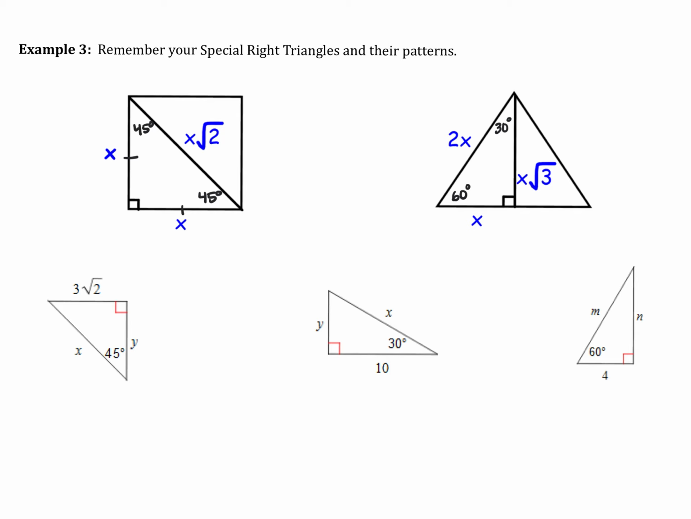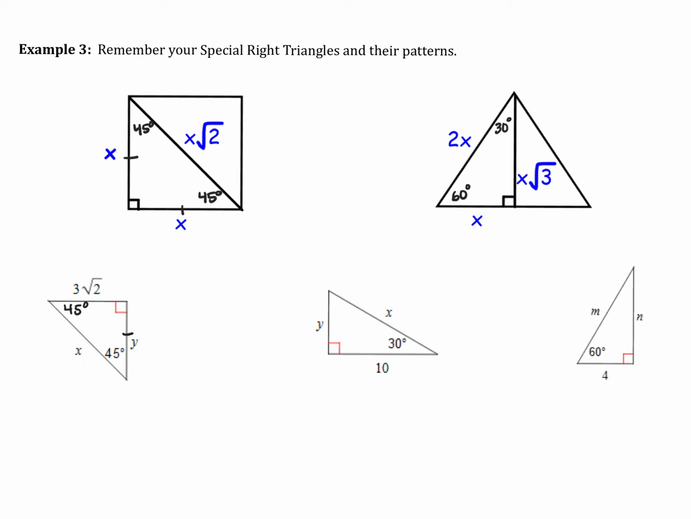Okay, so let's go ahead and look at a couple of examples here. First of all, in our triangle here on the left, we notice that there's a 45 and a 90-degree angle, which means this is also going to be 45 degrees.